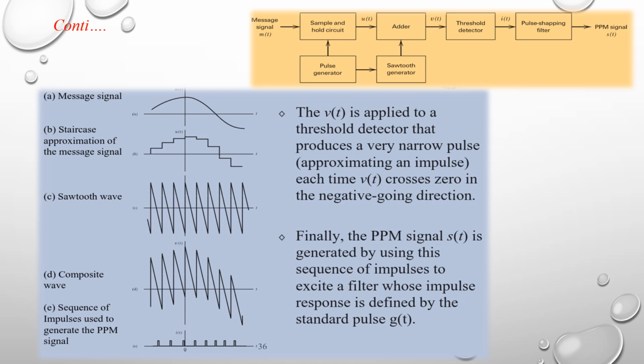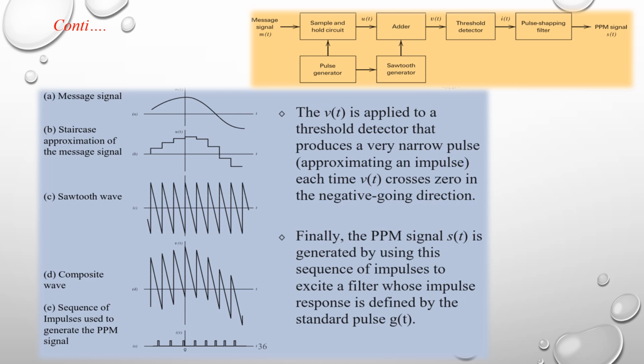The v of t, the adder output, is applied to a threshold detector that produces a very narrow pulse approximating an impulse each time v of t crosses zero in the negative going direction. Finally, the PPM signal s of t is generated by using this sequence of impulses to excite a filter whose impulse response is defined by the standard pulse g of t.